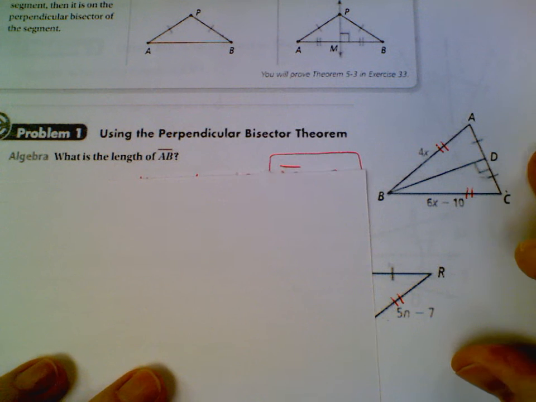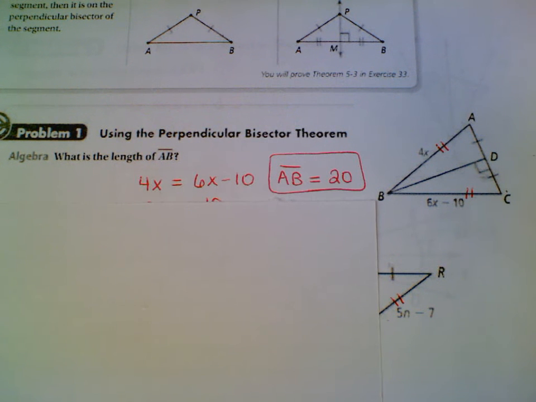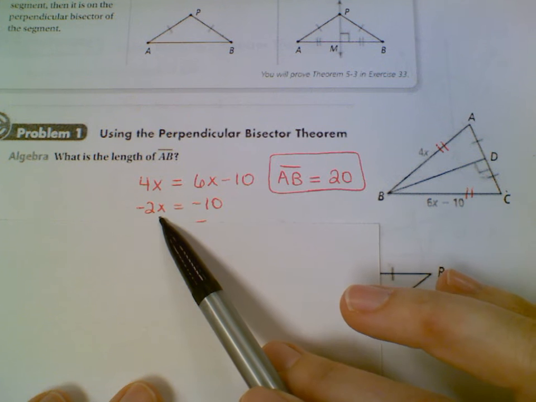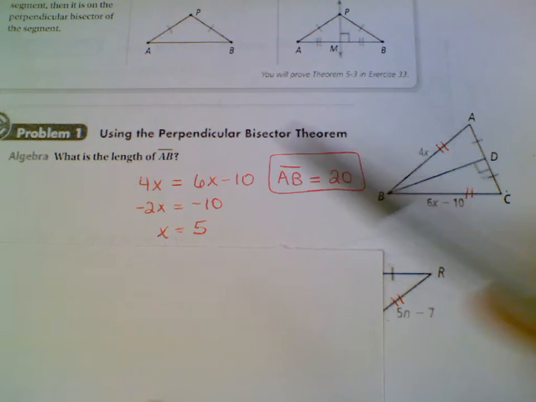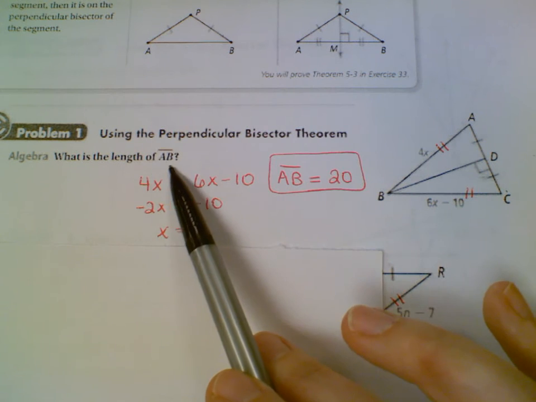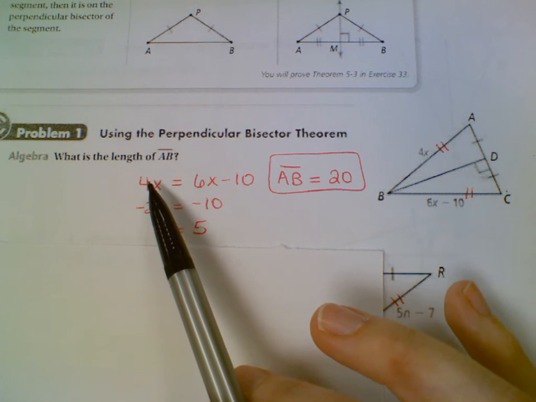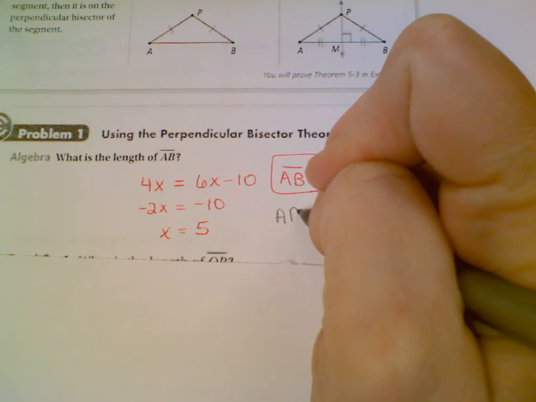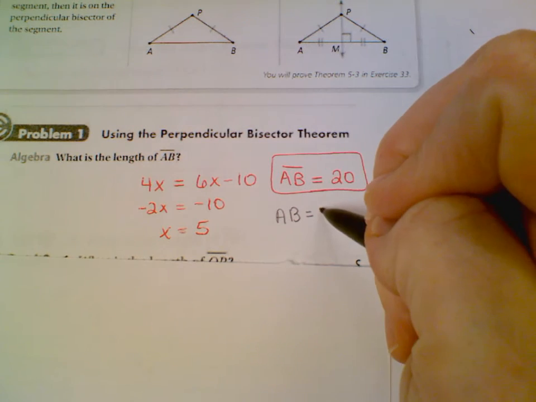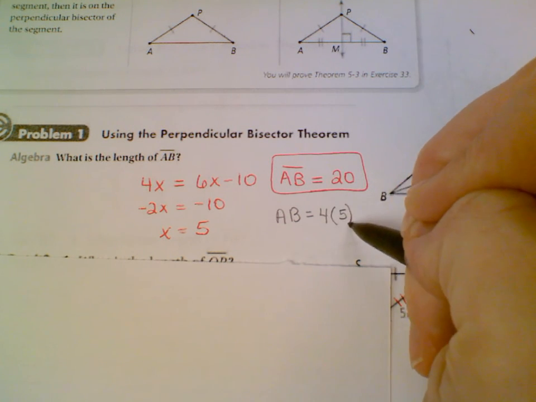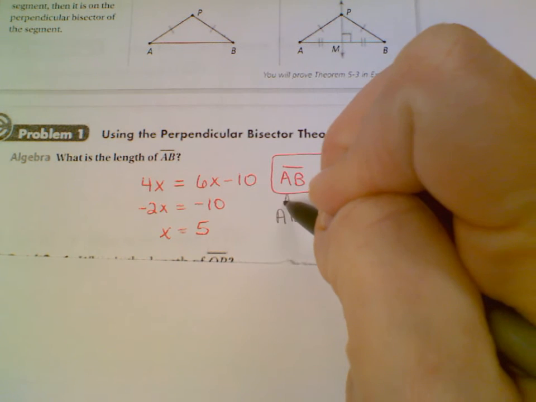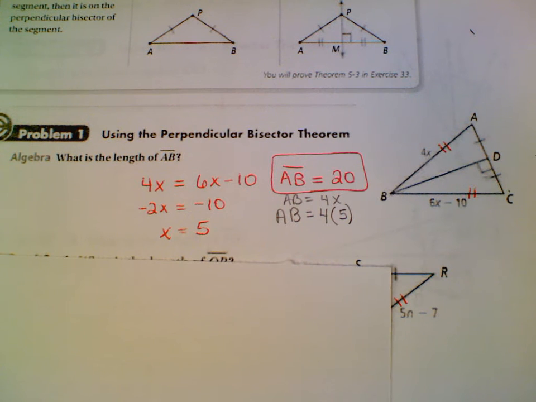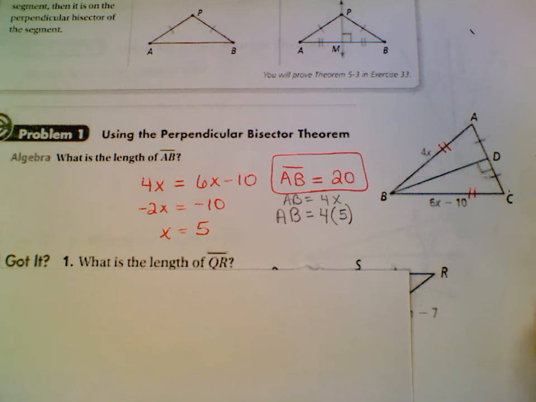So I set up an equation where I did 4x equaling 6x minus 10. I subtracted 6x to the other side and got negative 2x. And then I solved for x by dividing and got x equals 5. Now pay attention here, it's not asking for what x is, it's asking for the length of AB. So then I had to take my AB expression, which is 4x, and multiply 4 times 5 to get the length. Alright, pause the video and try the next question.